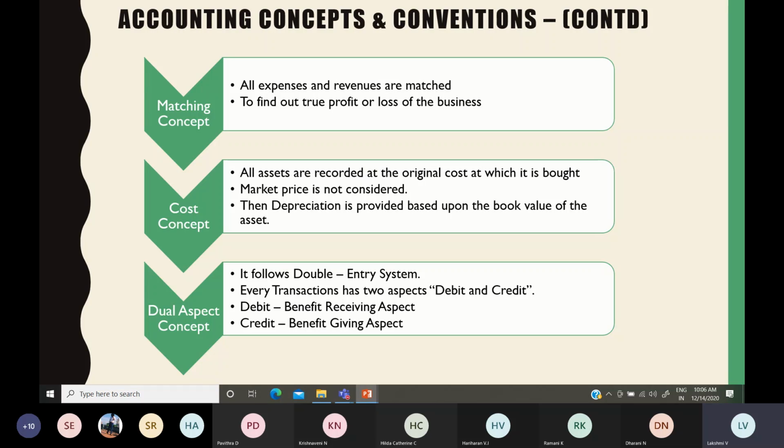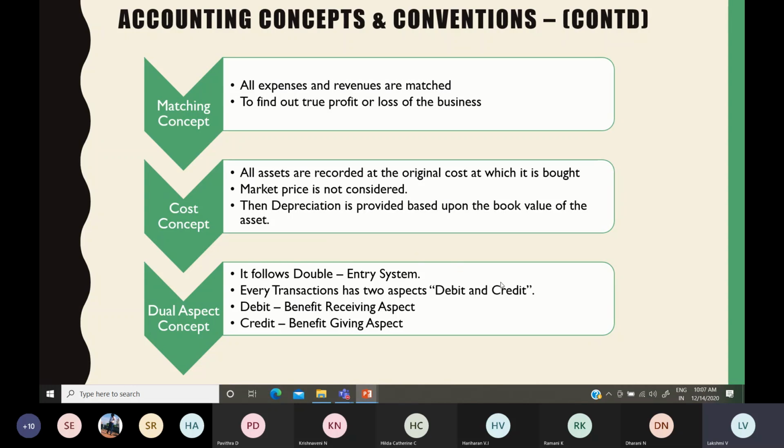So the cost concept is that all the assets, whatever you purchase in your business, everything will be recorded at the original cost, the historical cost. Thereafter, every year you will be providing depreciation. There are a lot of methods of depreciation, but we do not go in depth now. The depreciation will be provided only as per the book value of the asset. So that is the cost concept, sometimes referred to as the historical cost concept.